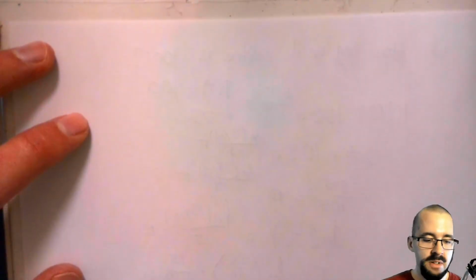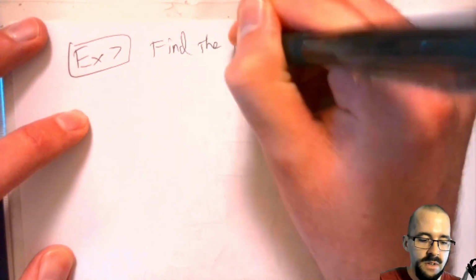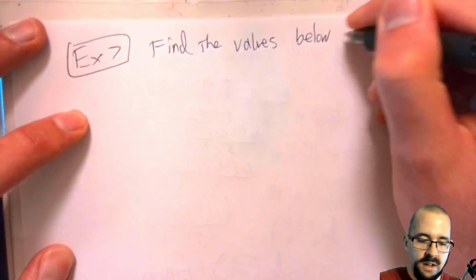More immediately applicable is something like you're going to get on the homework, okay? Example 7. Find the values below on a log scale.